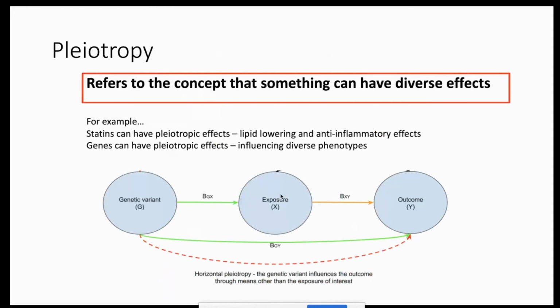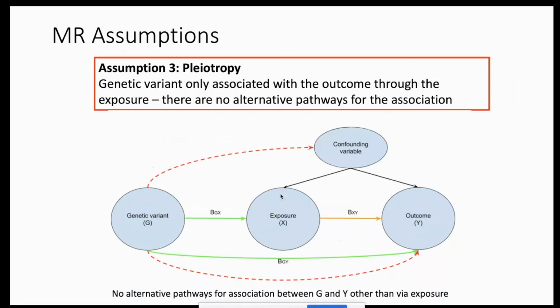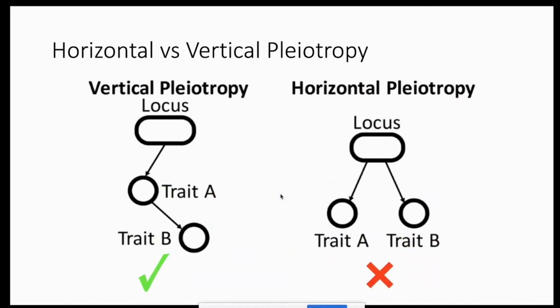So for example, if I was looking at something like a genetic variant involved in the synthesis of cholesterol, and then further down the line, it was also associated with another trait. I think that's a bad example, but basically if the genetic variant is associated with traits that are all on the same causal pathway, it's seen as vertical pleiotropy, and actually that's acceptable within a Mendelian randomization construct.